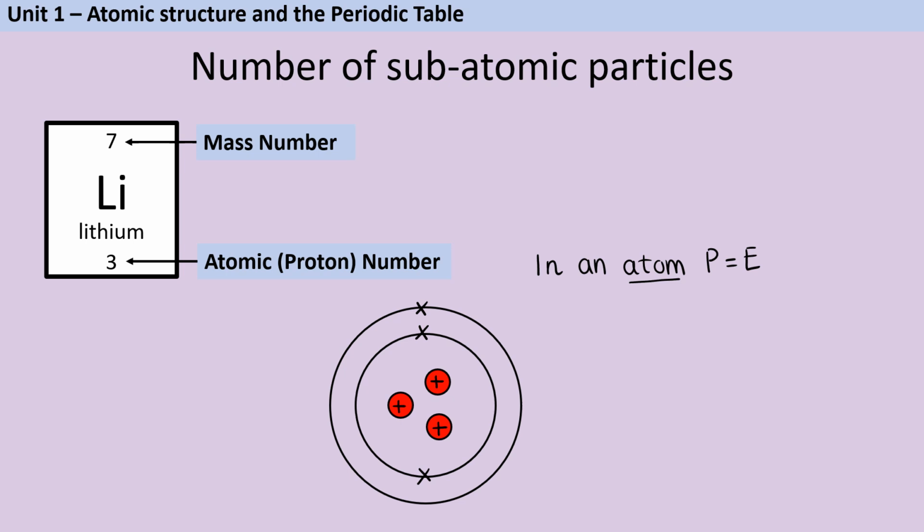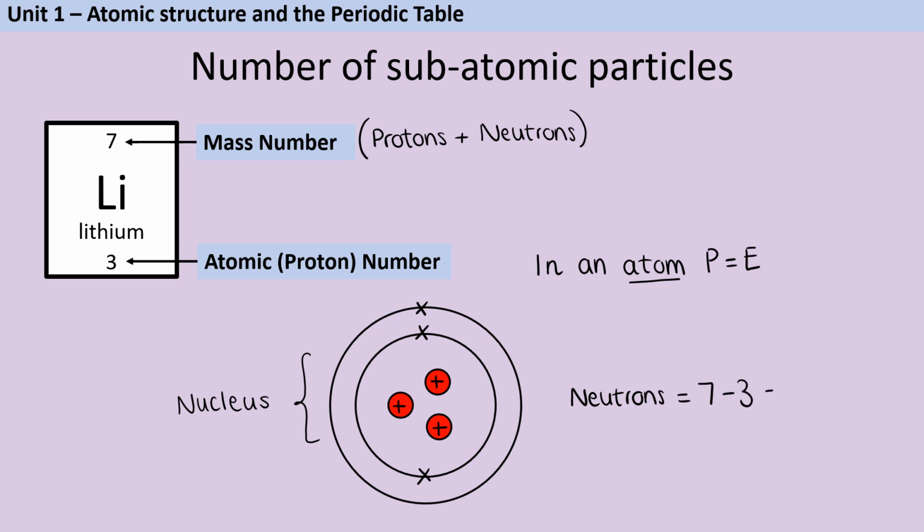So anyway, the mass number tells us how heavy the nucleus is. It's the combined number of protons and neutrons. So if we already know how many protons there are, by subtracting this from the mass, we get the number of neutrons. And in this instance, this is going to be 4.